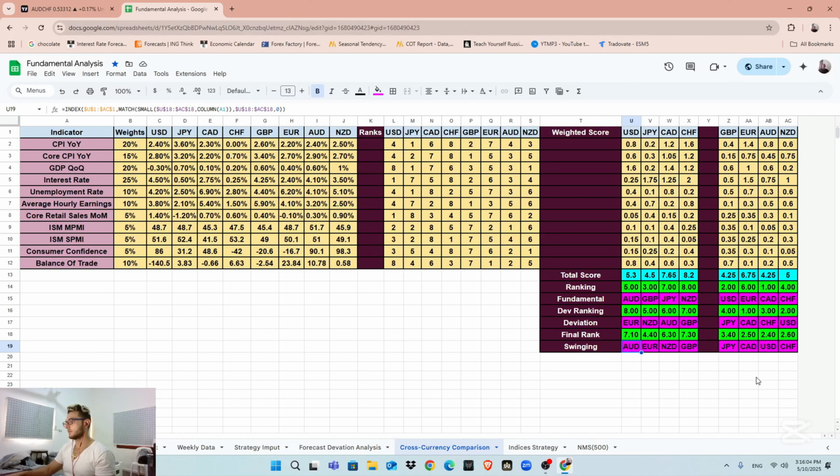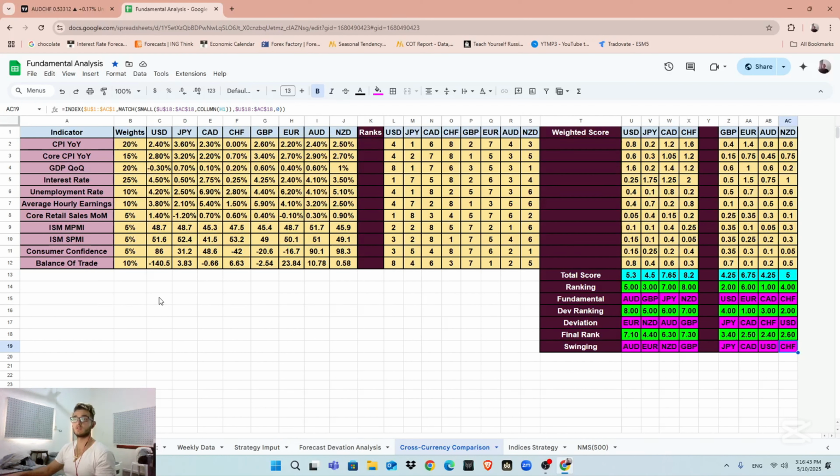So first, we have AUD, Euro, and NZD are the strongest right now, and CAD, USD, CHF are the weakest. So what I look for next week is buying opportunities on AUD, Euro, and New Zealand dollar, and selling opportunities on CAD, USD, and CHF. Now, this is from a fundamental perspective mixed with a sentiment perspective.